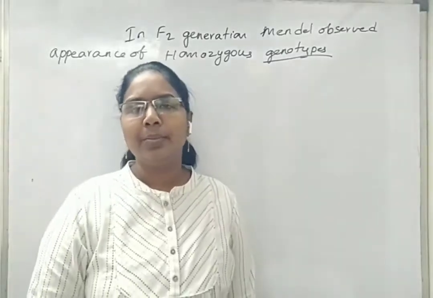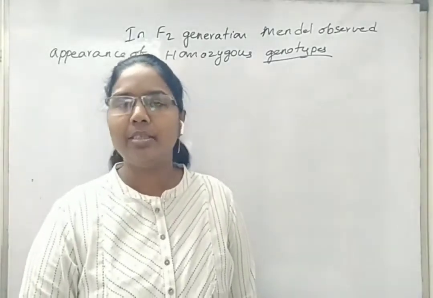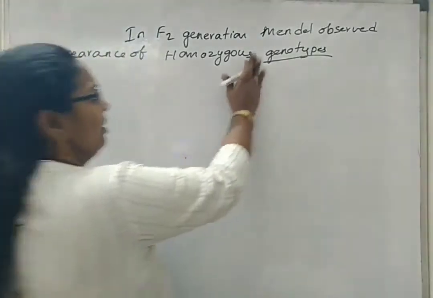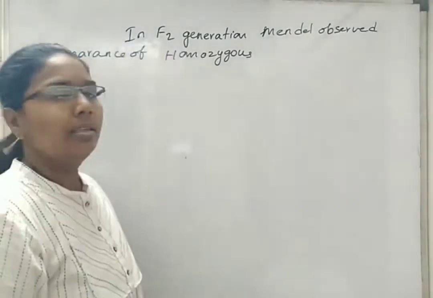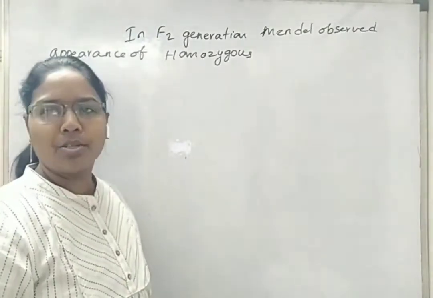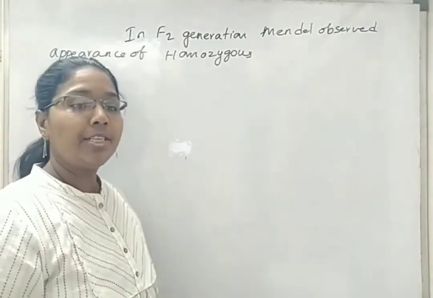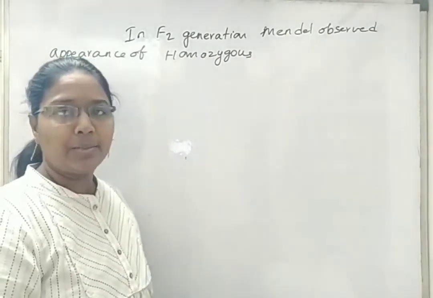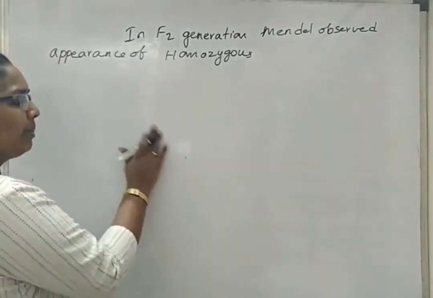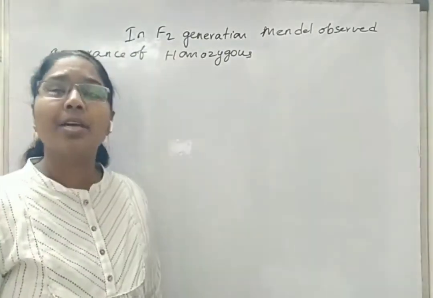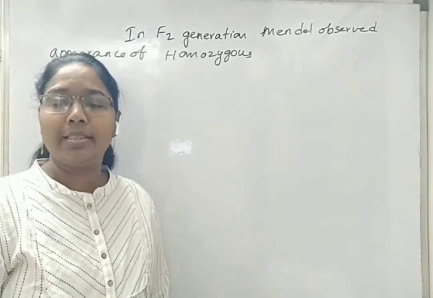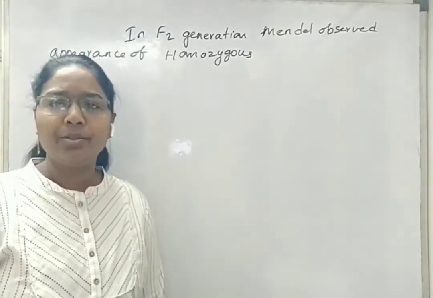Hello students, in the previous part 5 video, we have seen Mendel's first law, that is law of dominance. In that law, we have seen when homozygous pure parents are crossed, in the first generation, all the offsprings expressed only the dominant characteristic feature. Now, what happened in the F2 generation? Mendel has observed appearance of some of the phenotypic characters that are related to the recessive parent in the F2 generation.